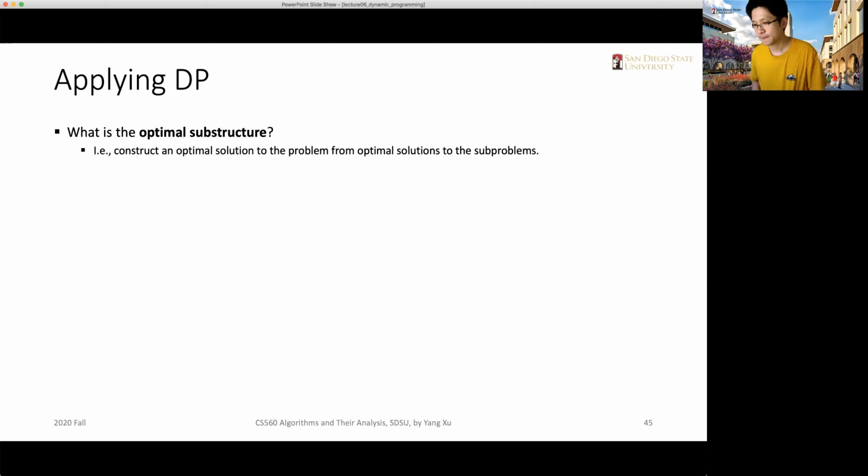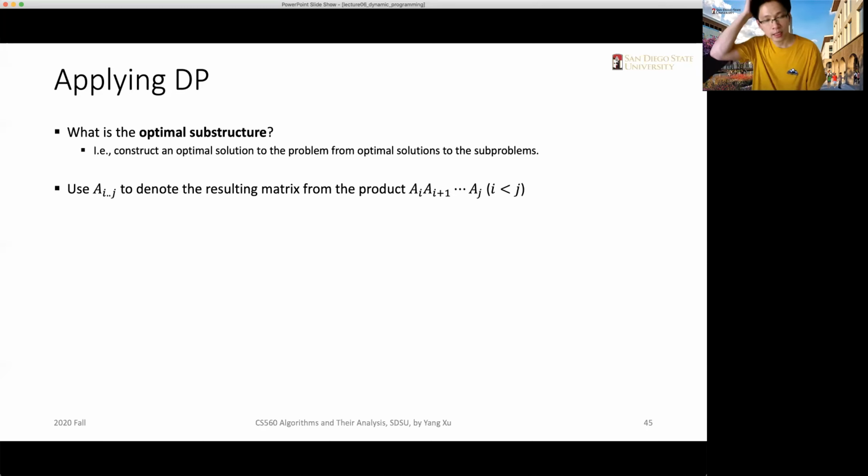As we mentioned in the previous class, in order to solve a problem with a dynamic programming approach, we need to first check if the problem has a property called optimal substructure. Optimal substructure is just a fancy way to say that in order to solve the original problem, we need to obtain optimal solutions to the subproblems. Let's see if we can find such a pattern in this matrix chain multiplication problem.